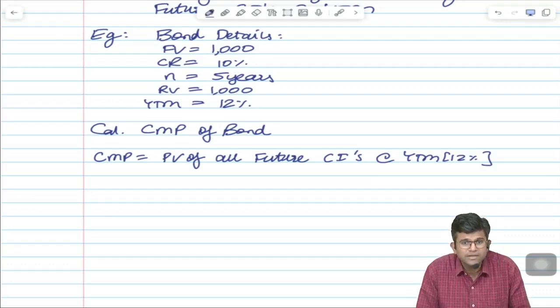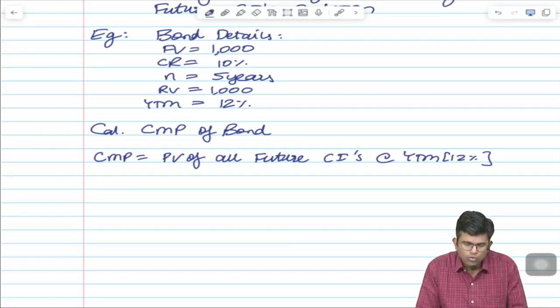What is the difference? The difference is, in module 1, the rate at which you were discounting was the required rate of return, and in module 3, the rate at which you are discounting is the IRR, the YTM, the actual rate of return. Are you listening? We are discounting at the rate YTM. That is the only change.